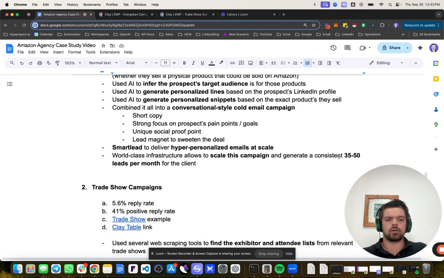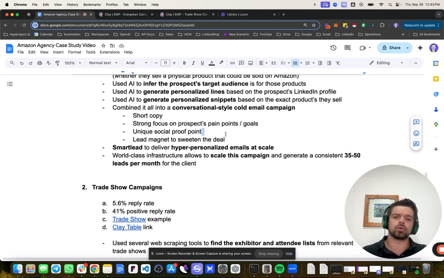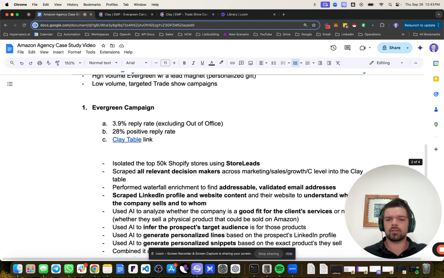I think the client from this campaign, the client's getting anywhere from 35 to 50 leads per month. Some months are higher than that. But this is really a good bread and butter campaign that we can run at scale to their entire market and just feed their sales team with qualified meeting ready leads that are ready to have a sales conversation about the client's product or service. So that's the Evergreen campaign.